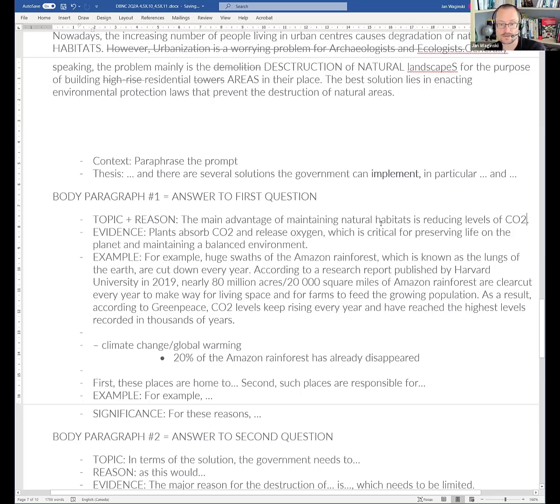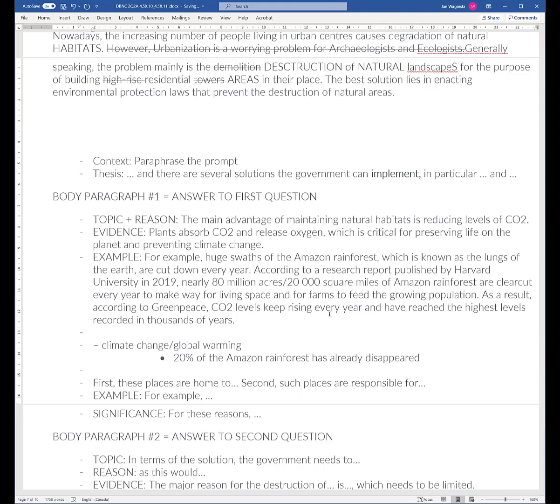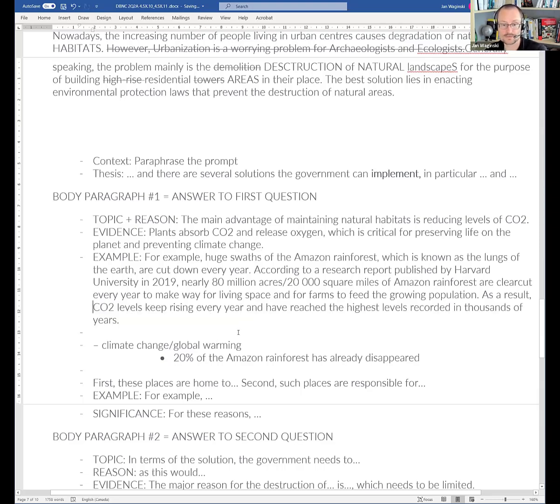Main advantage of maintaining natural habitats is reducing levels of CO2. Plants absorb CO2 and release oxygen, which is critical for preserving life on the planet and maintaining a balanced environment. And instead of this, preventing climate change. For example, huge swaths of the Amazon rainforest are cut down every year to make way for living space and for farms to feed the growing population. Good. So what? As a result, according to Greenpeace, we don't need this. We've already got Harvard. As a result, CO2 levels keep rising every year and have reached the highest levels recorded in thousands of years.